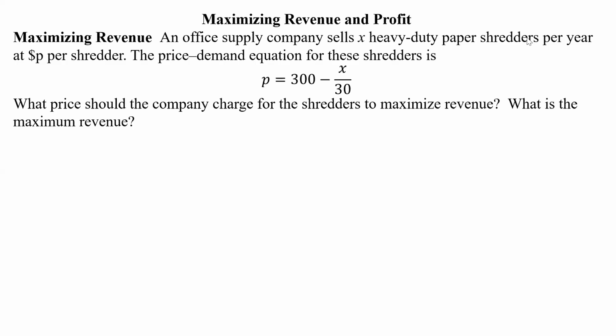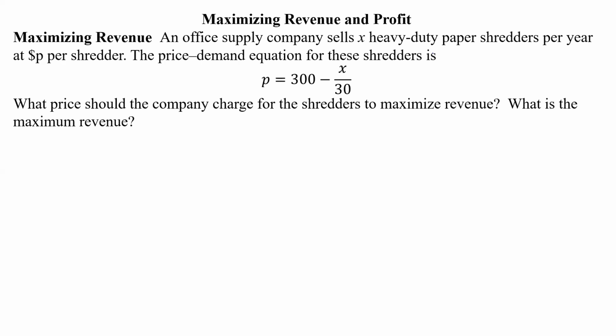All right, so here we're looking at maximizing revenue and profits. So this one is maximizing revenue. An office supplies company sells X heavy-duty paper shredders per year at P dollars per shredder. The price-demand equation for these shredders is P equals 300 minus X over 30. What price should the company charge for the shredders to maximize their revenue? And what is the maximum revenue?